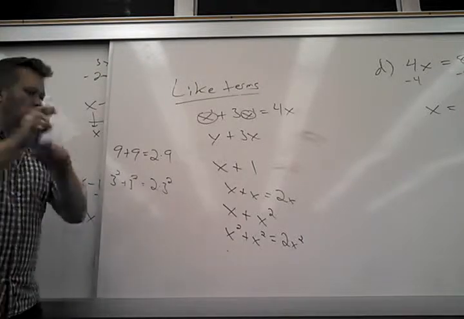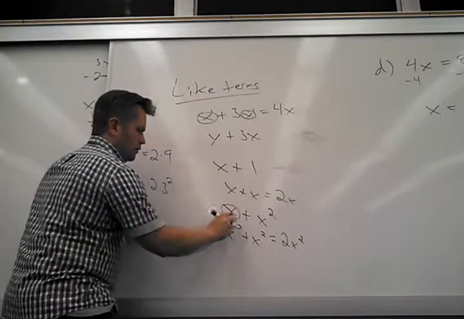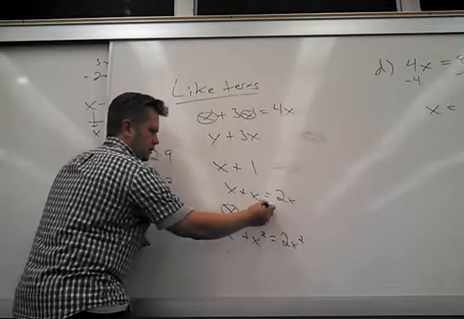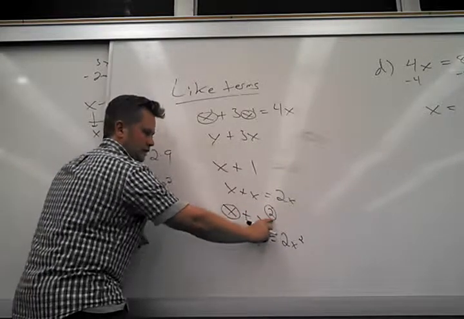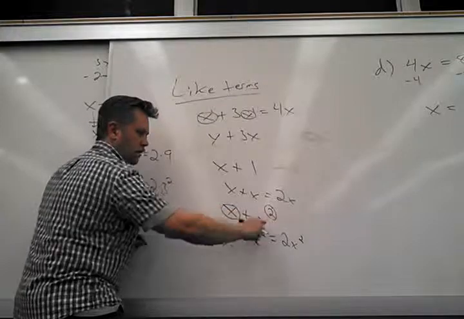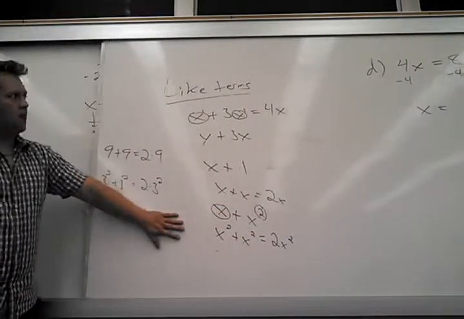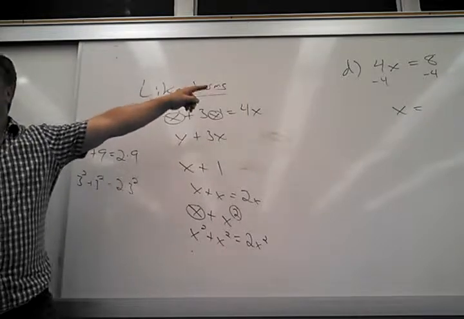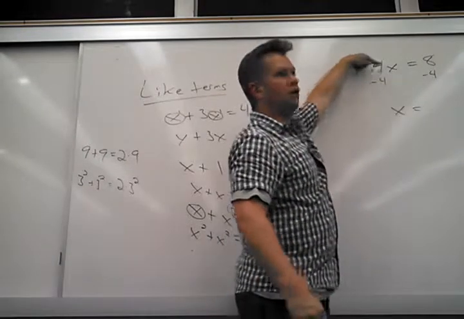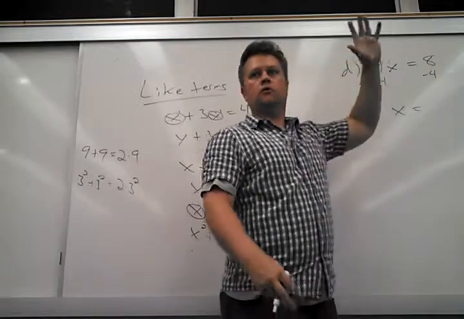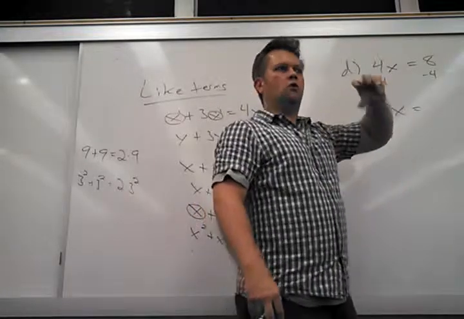So that's like terms. I have to have the same variable and the same exponent on the variable. I can't put those together, but I can put those together. All right. Now, why did that come up? Because can I do 4x minus 4? Are those like terms? No. That's another reason this won't work.